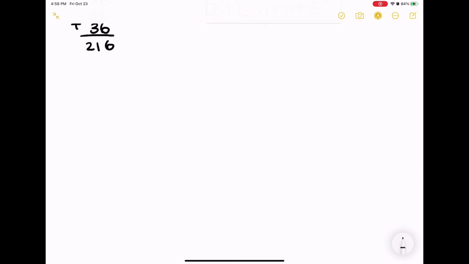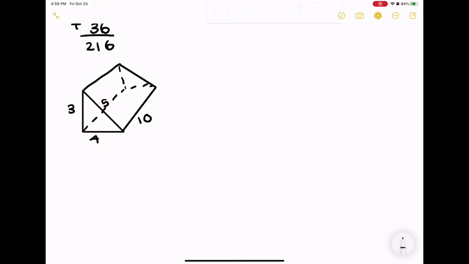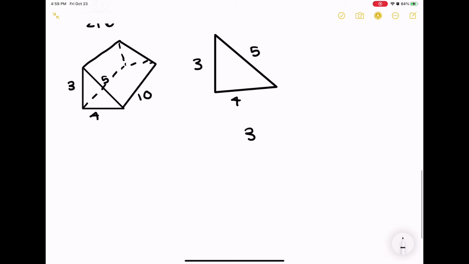Now let's go on to finding the surface area of a different kind of prism. Instead of a cube, we're going to try and find the surface area of a triangular prism. It's the same concept: you're trying to find the area of all the sides added up. Let's say we have a 3, 4, 5 triangle, and then the length is 10. So we have, in this case, 2 triangles on both ends.